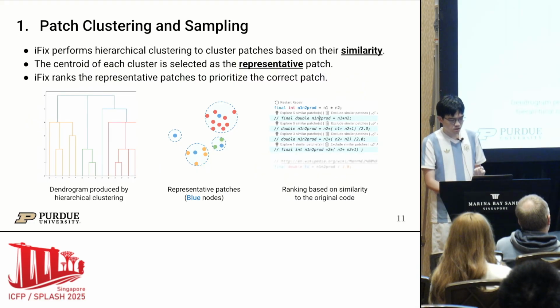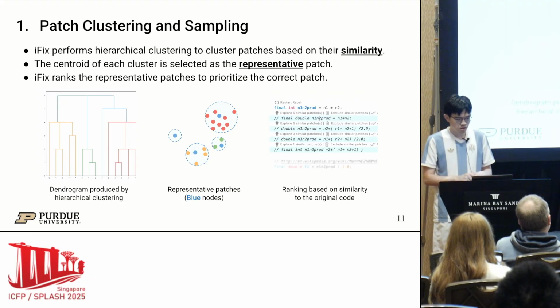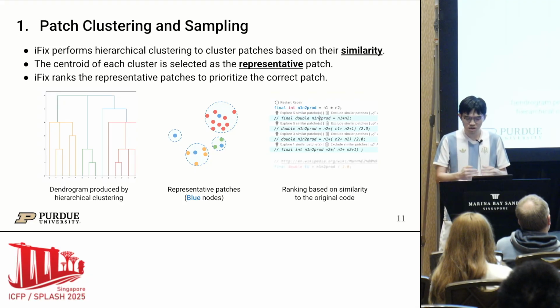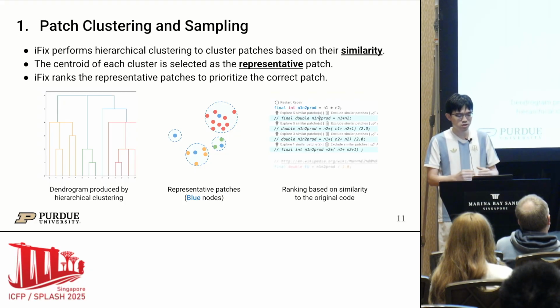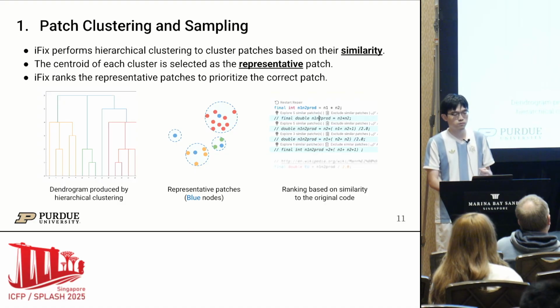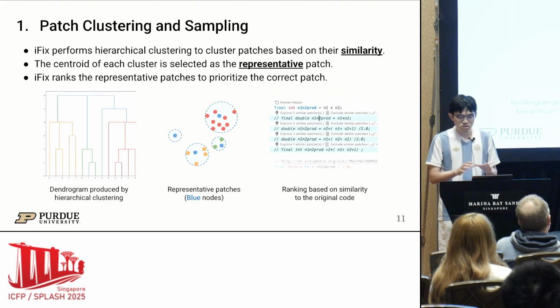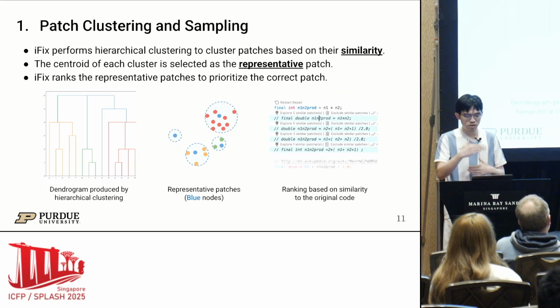The goal of the patch clustering and sampling approach is to help users navigate the candidate patch space without feeling overwhelmed. iFix first performs hierarchical clustering to group similar patches together. For each cluster, it selects the centroid patch as the most representative one. Finally, for each representative, iFix ranks these patches to prioritize the correct patch.